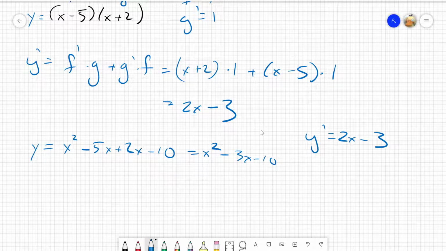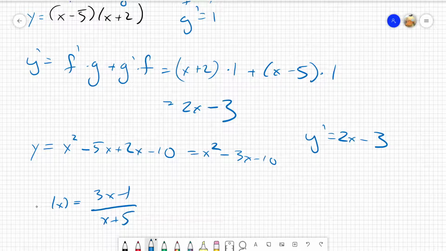And the thing with the product rule is sometimes you can get away with actually multiplying the expression out beforehand, and then you end up not needing the product rule at all, like what happened there. The quotient rule, there's usually no way around it. So let's take f of x is 3x minus 1 over x plus 5.